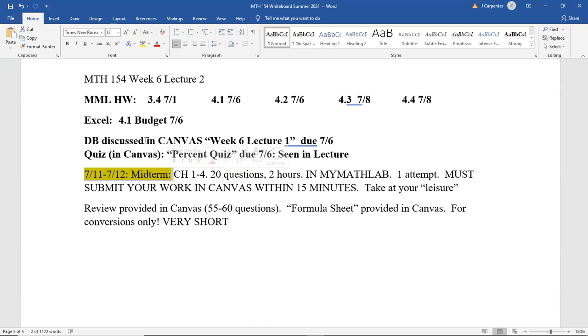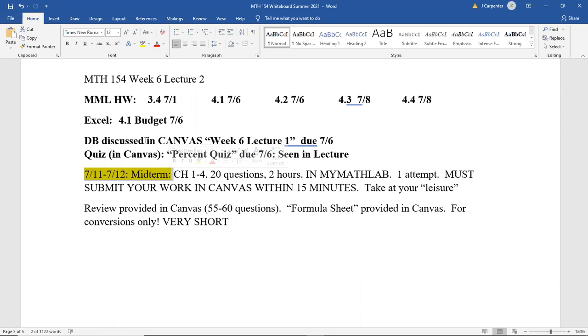We're going to keep it at 20 questions instead of 25 questions. You will have the full 2-hour period. This is a no notes, no books, but a calculator is allowed. So no notes, no books, calculator's okay. You can use the formula sheet that's provided in Canvas.